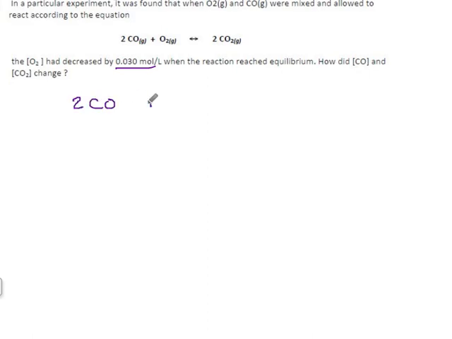2 carbon monoxide and an oxygen can convert into 2 carbon dioxide. And we're going to track the usual stuff, initial, change, and equilibrium amounts. Okay, what are they giving us?